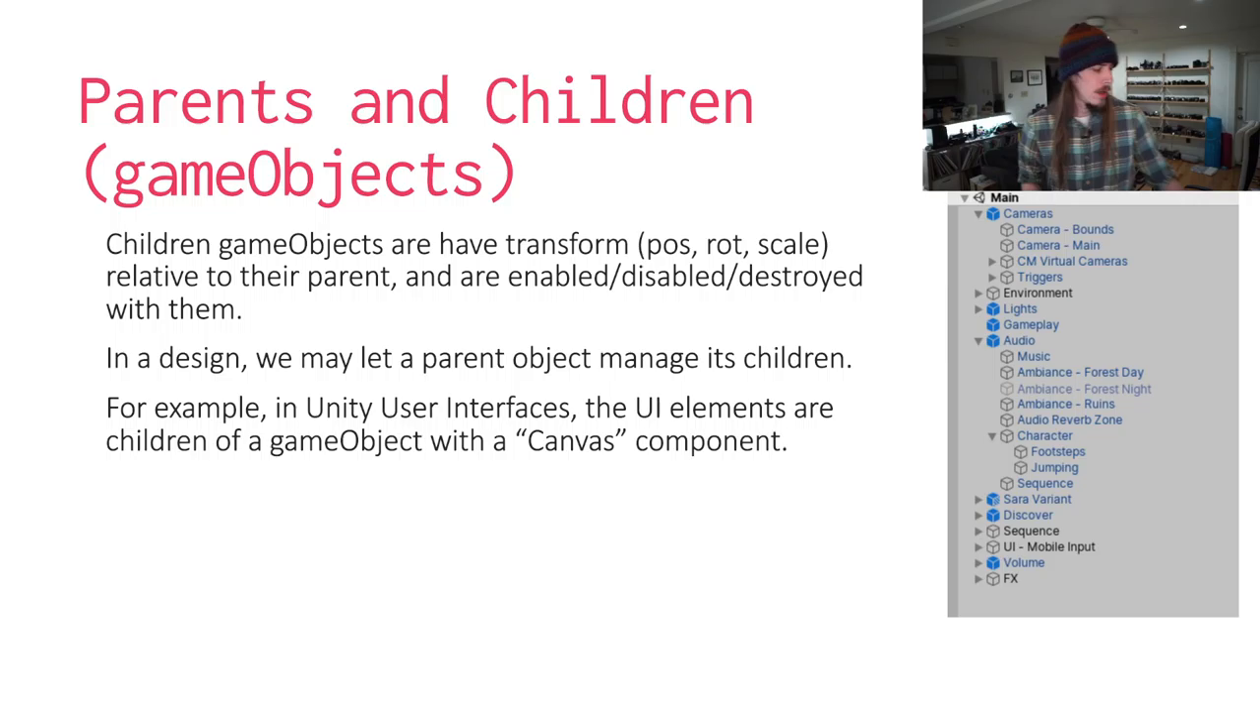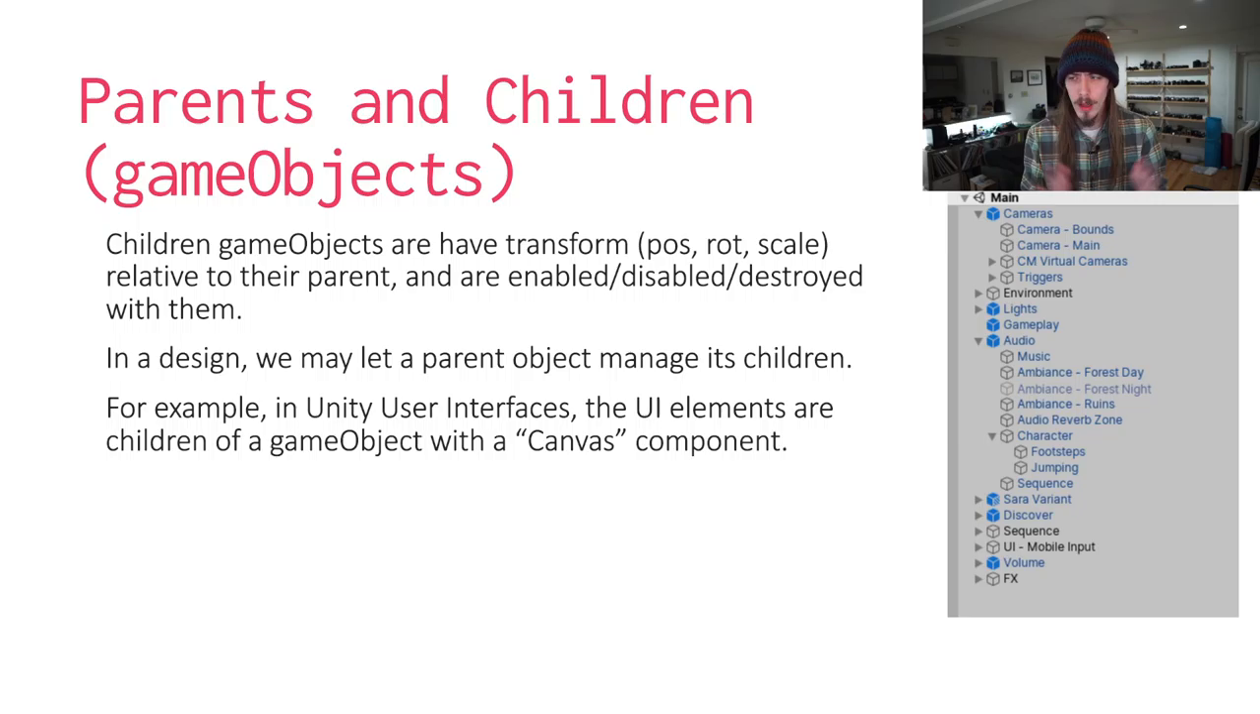Some more vocab: parents and children. Less of an architecture vocab, more of a Unity concept, but it's pretty important. Game objects can be children of other game objects, and we know that changes how they move. As the parent moves, the child game object would not move relative to the parent, but thus moves, because the parent's moving. And same with rotation and scale.